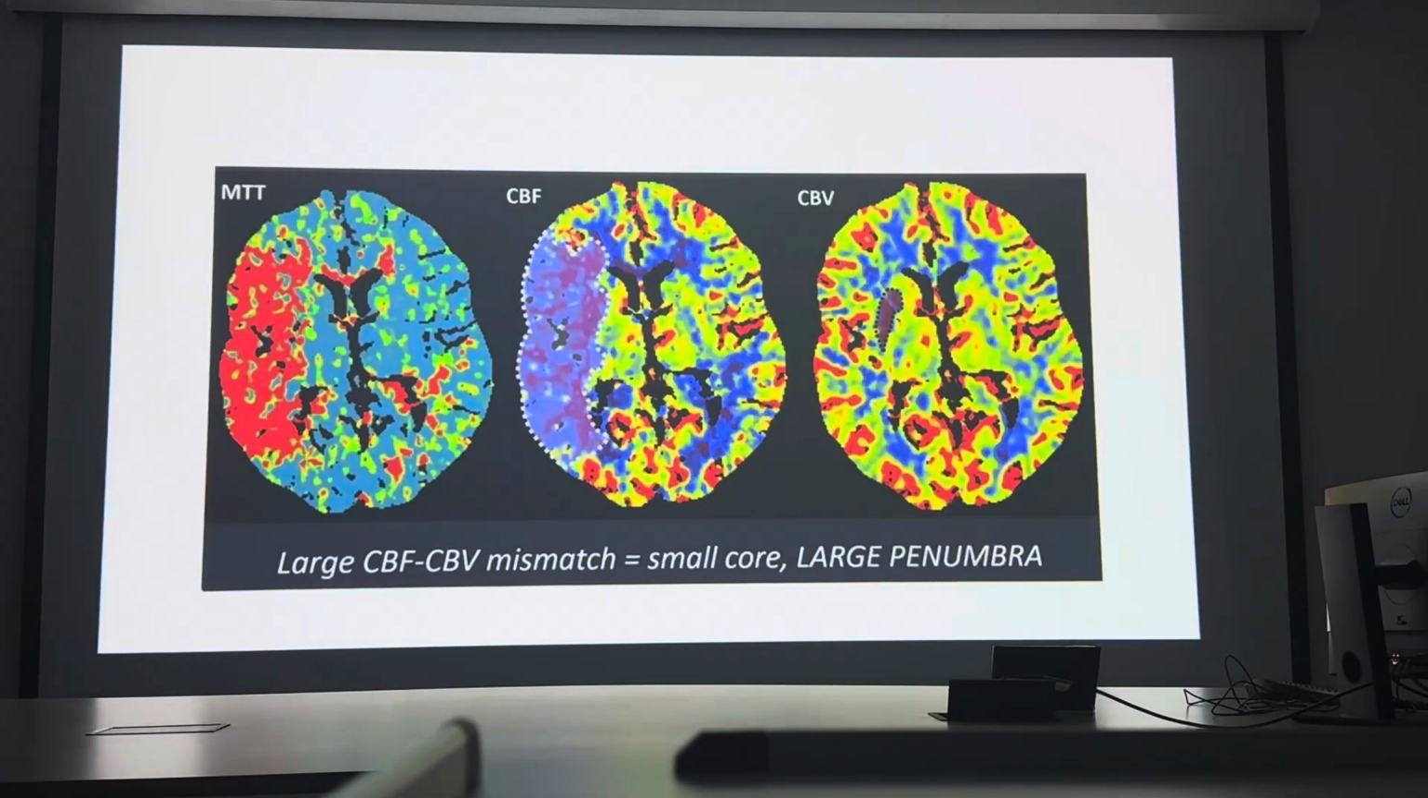Another example. This is representative of the time. We have this large area of hypoperfusion, and in the CBF flow we have a similar area of reduced signal which is matching the time, but in the volume assessment we have only a small area of reduced volume in the right basal ganglia and putamen, and this indicates a large mismatch between the volume and the time and flow parameters, which indicates we have a small area of infarct core, a large area of penumbra, and the patient is a good candidate for reperfusion.